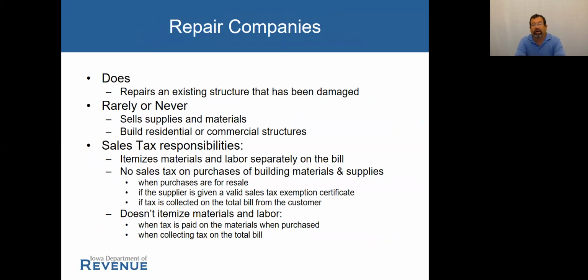Another entity would be a repair company. A repair company would generally do repairs on an existing structure that has been damaged, as opposed to building a new structure. They rarely or never sell supplies and materials, and they rarely or never build residential or commercial or any other structures. The sales tax responsibility for a repair company is different than a general contractor. They will itemize their materials and labor separately on the bill. They don't pay sales tax on the purchase of their building materials, but turn around and itemize them and charge tax to their customers for the repair.